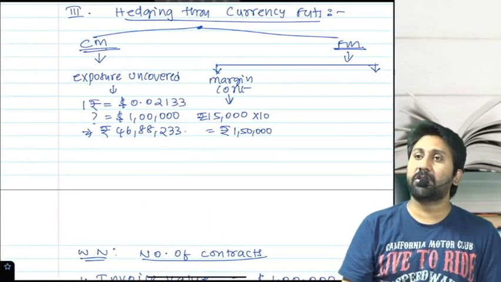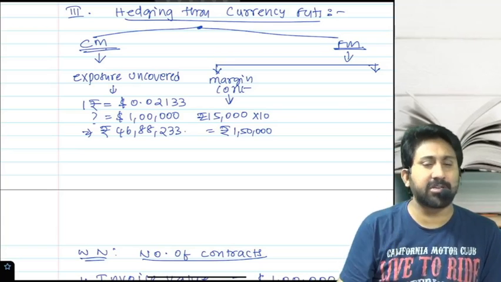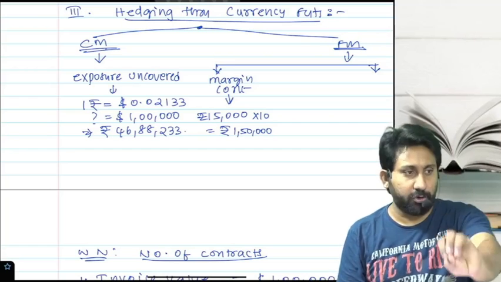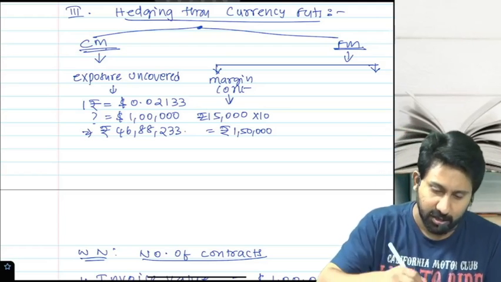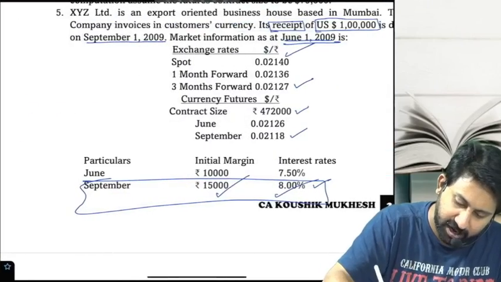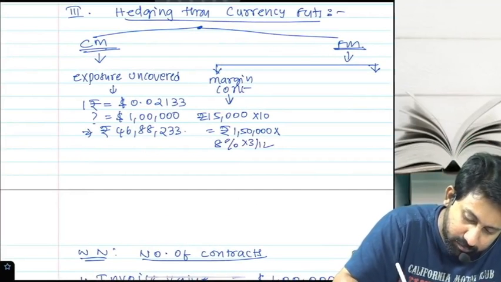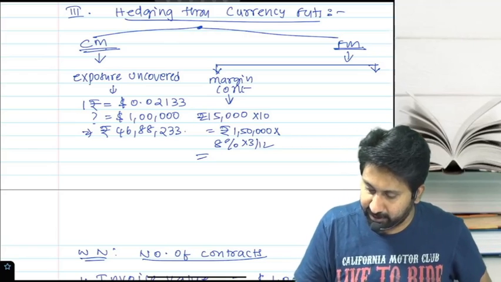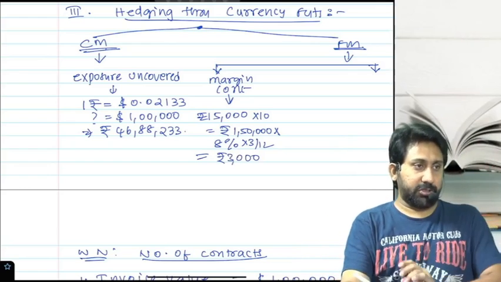Sir, why is 1,50,000 also a cost, sir? No sir, margin will be refunded. Why will it be called a cost? If you get a profit, along with the profit it will be given back. Margin money is what you put and what you get back. If you lose, you will pay. Let us see whether you get a loss or gain. On this 1,50,000 you lose interest of 8% for 3 months: 1,50,000 into 8% into 3 by 12, rupees 3,000 is the margin cost.